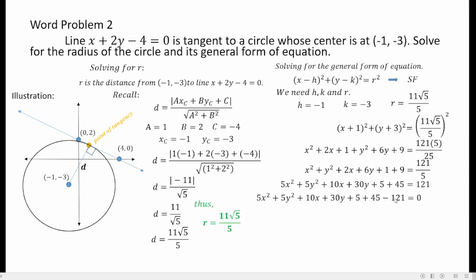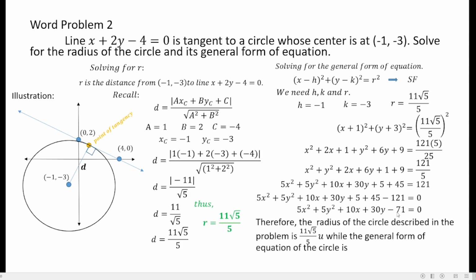Then combine these constant terms here, 50 and negative 121, you will come up with negative 71. So just copy all these other terms. Okay, so the final answer is this one. Therefore, the radius of the circle described in the problem is 11 square root of 5 all over 5. Do not forget to write units. While the general form of the equation of the circle is this one, which is 5x squared plus 5y squared plus 10x plus 30y minus 71 equals 0.